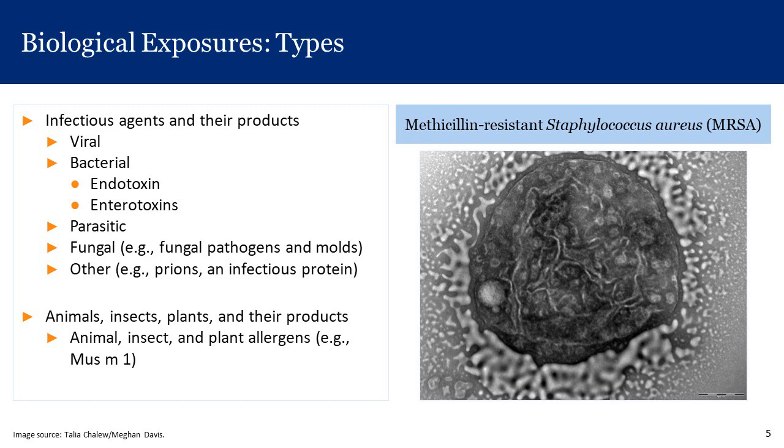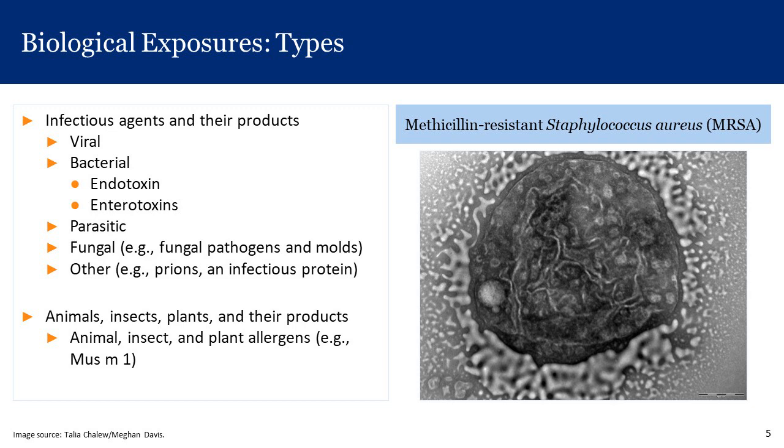So they can be viruses. With bacteria, they can be the actual bacterial populations, but they can also be their products, such as endotoxin, which is the lipopolysaccharide coat of a gram-negative bacterium, and may persist even after that bacterium is no longer alive or viable. Some bacteria produce biological toxins, such as enterotoxins. And here I have an image of a methicillin-resistant Staphylococcus aureus, or MRSA bacterium. And this is one of the bacterial types that can produce enterotoxins.